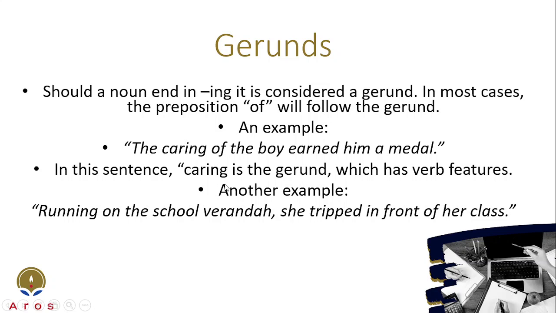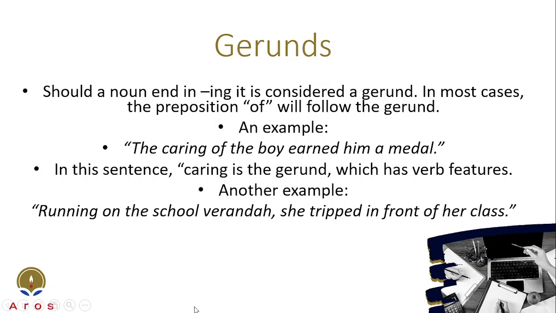Look at the other example there. Running on the school veranda, she tripped in front of her class. Who is doing what there? She. Okay. What did she do? She tripped. Okay. And we can see it's in past tense. That's what she was doing at that moment. Okay. Why did she trip? Okay. Because she was running. What is running? It's giving the name of an activity where you move your legs. Okay. Weer eens is daar ING, so dit is 'n gerund.